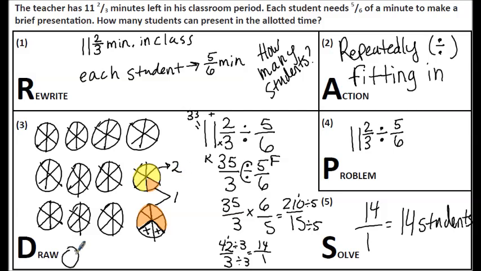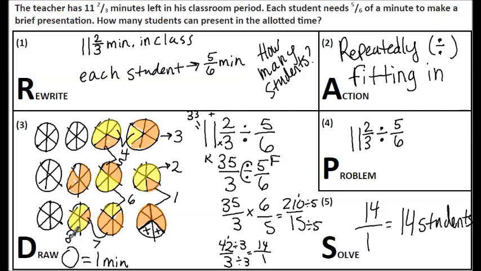So we're going to keep coloring in 5/6 of a minute at a time. And remember, each circle is worth 1 minute. So I've got 5/6 of a minute for student 3. I have another 1, 2, 3, 4, 5, 6 of a minute, and that will go to student 4. I have another 5/6 of a minute, and that will go to student 5. I have 1, 2, 3, 4, 5, 6 of a minute to go to student 6. Another 5/6 of a minute to go to student 7. And another 5/6 for student 8.